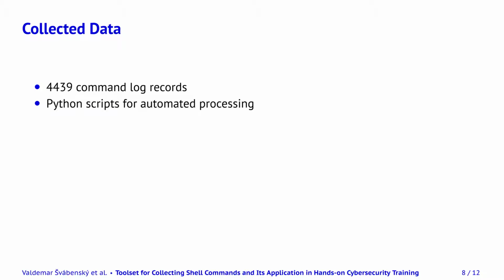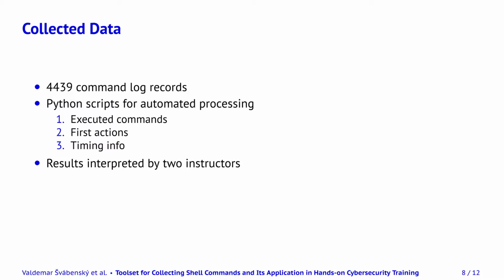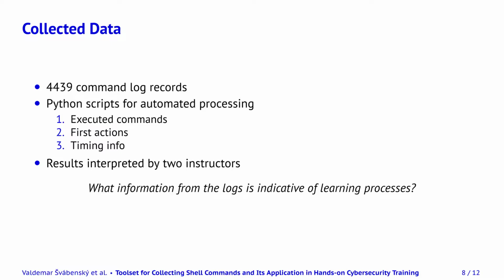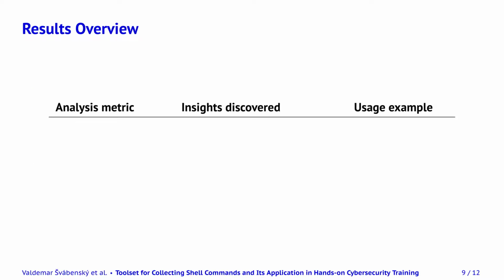We implemented Python scripts for automated processing of these data, which helped us find 3 types of insights: commonly executed commands and their argument combinations, the actions performed at the beginning of the training, and timing information. 2 cybersecurity instructors interpreted the results of the automated analysis. They focused on finding insights into the learning processes of students. Here is a brief overview of the results.